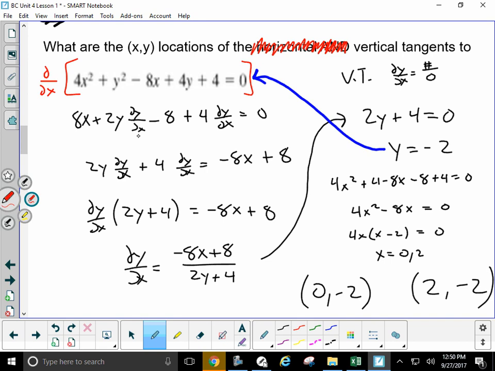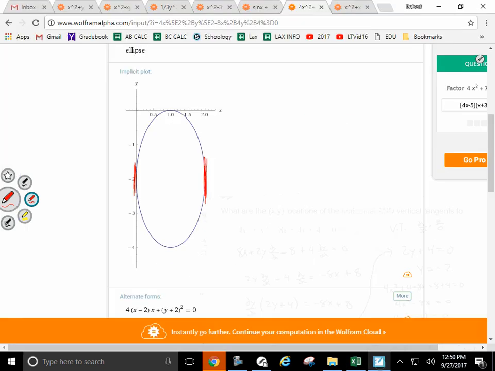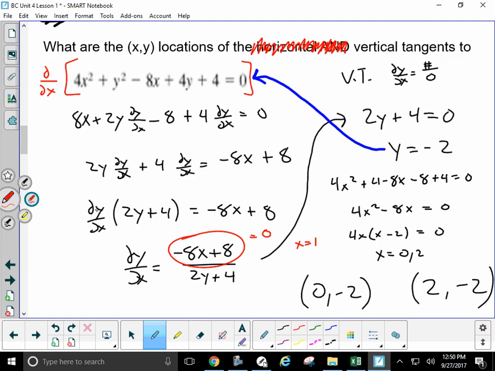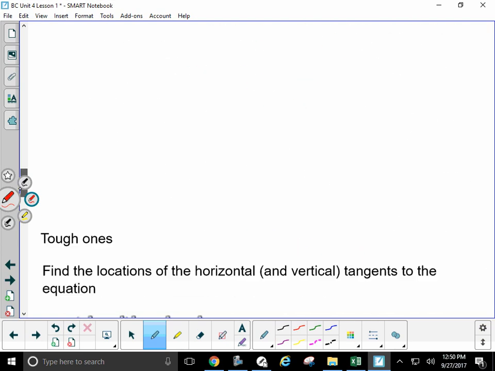Okay, it'd be the same thing if I want to find my horizontal tangents. I'd set that equal to 0. I'd get x equals 1, and then I'd plug 1 back in to find the y's. And you'd find it would be at 1, 0, and 1, -4. All right, moving on.